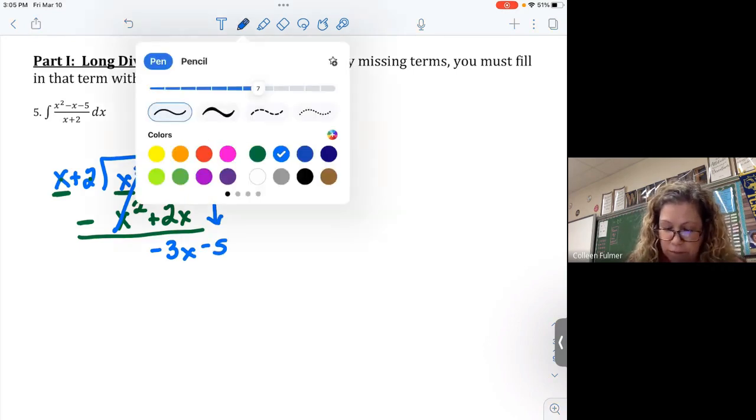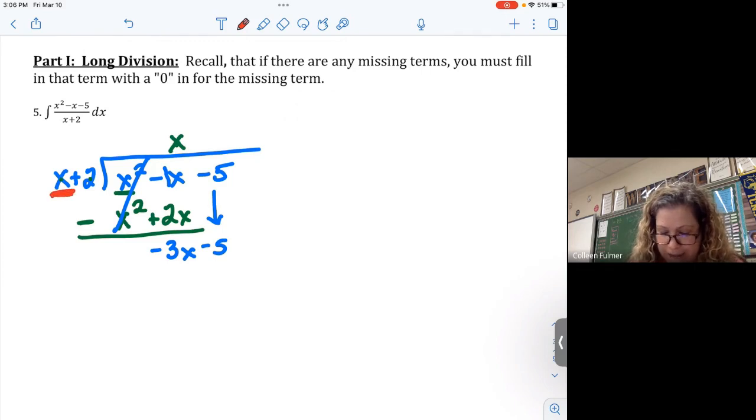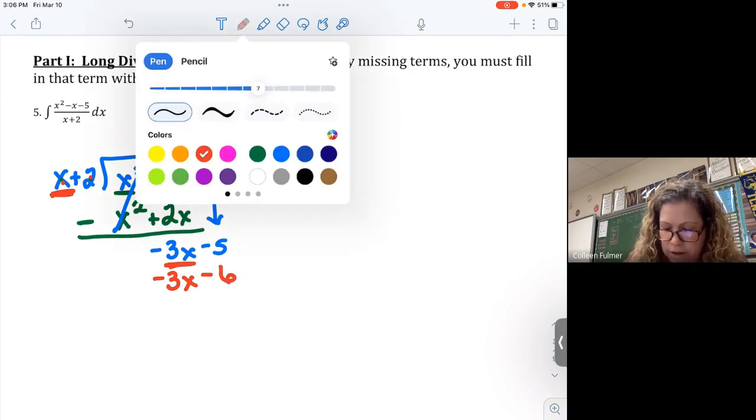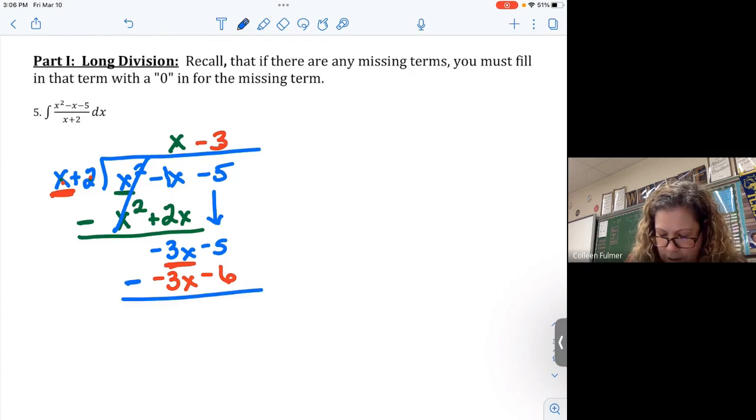Now I'm going to go back to this first term, the x. What can I multiply x by to get negative 3x? So x times what is negative 3x? And the answer, of course, is negative 3. And now I'm going to multiply by the negative 3. So negative 3 times x is negative 3x. Negative 3 times positive 2 is negative 6. And I'm going to subtract. Negative 3x minus a negative 3x cancels. Negative 5 minus a negative 6 gives me positive 1.